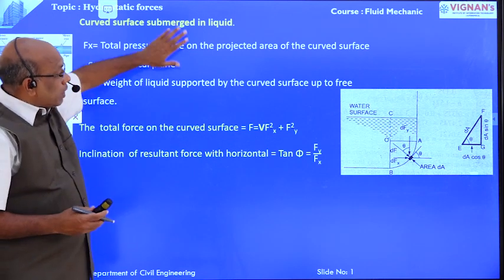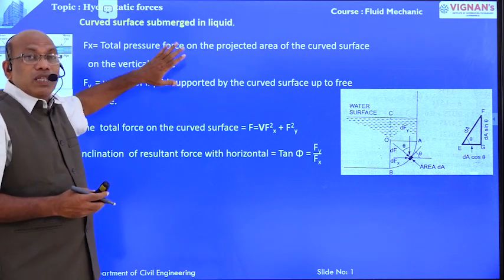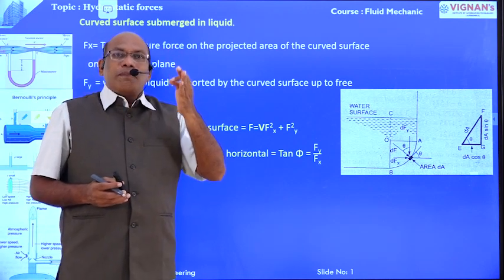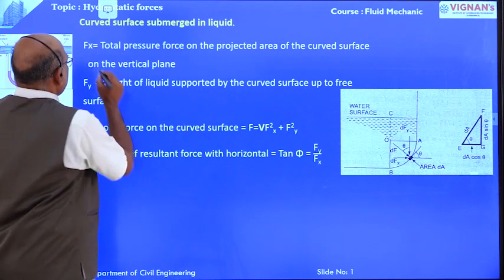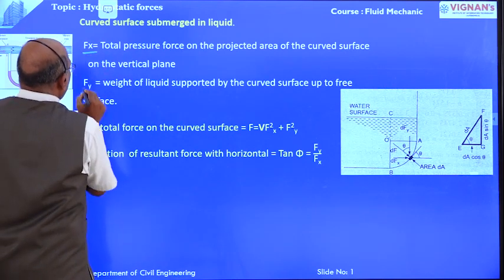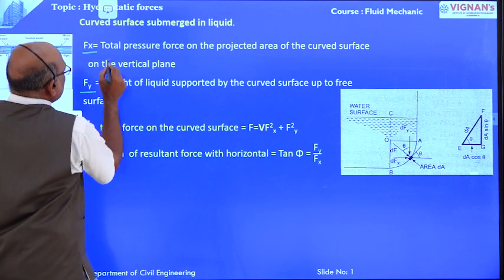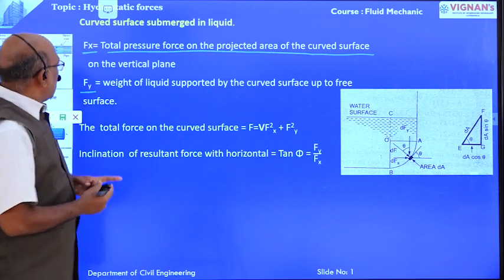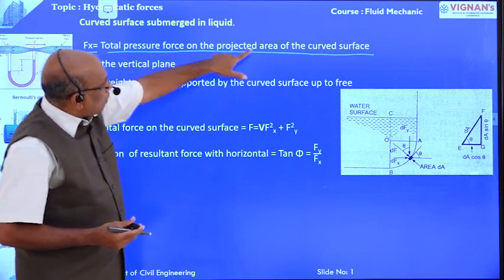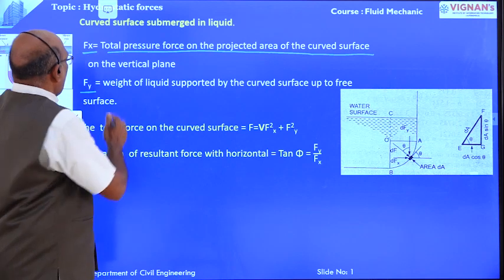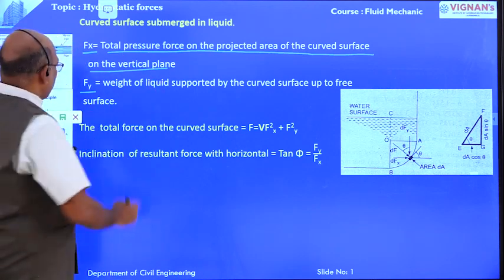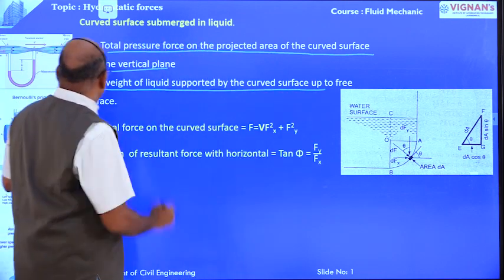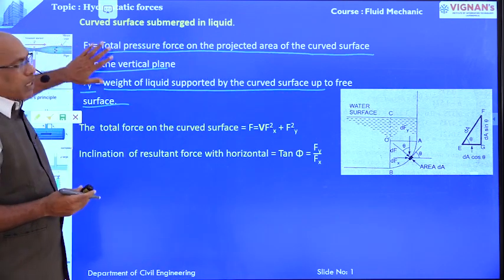Last point. We are going to remember these 2 points when we are going to solve the problems, if the curved surface is immersed in the liquid. The first point, Fx is nothing but what? Fy is nothing but what? Fx is the total pressure force on the projected area of the curved surface on the vertical plane. Next one, Fy. Weight of liquid supported by the curved surface up to the free surface. These 2 points are very, very important.